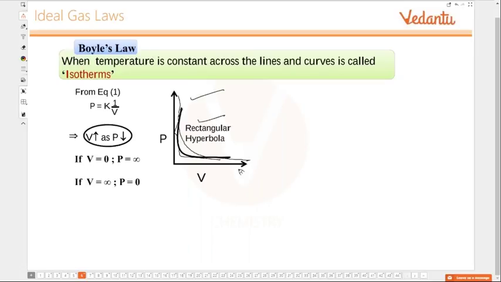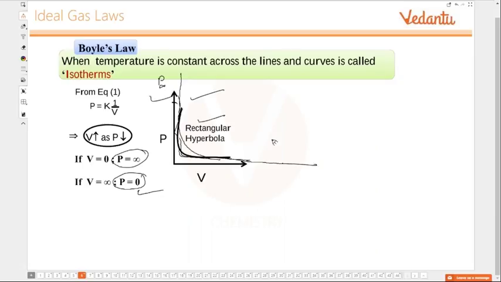So if volume is 0, that means if it goes like this, the pressure should be infinity. The volume is 0 means it should touch this one, isn't it? This way, if it goes, the pressure has to be infinity, a very high value of pressure. And the other way around, if volume is infinity, it goes like this, the pressure will be almost 0.